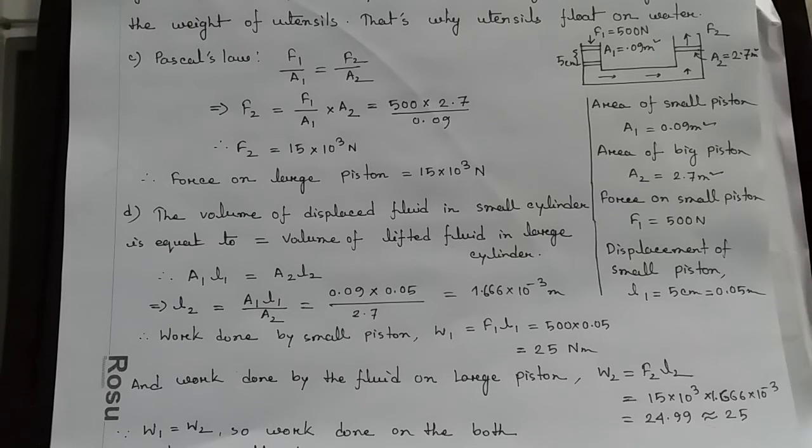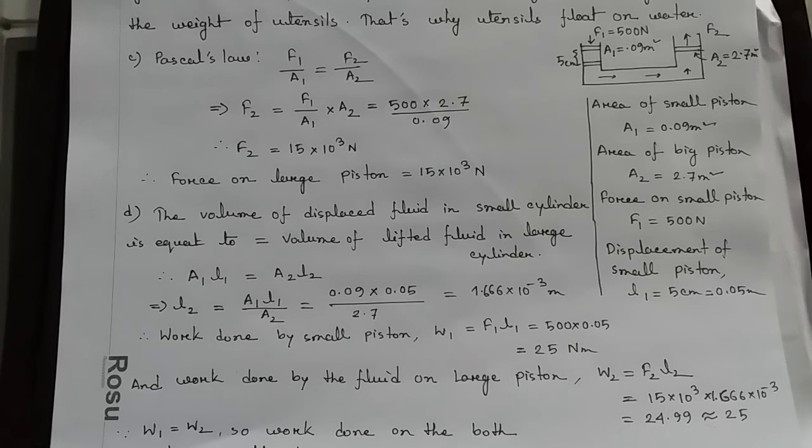So how can we determine it? From the statement we can observe that there is a displacement of 5 centimeter due to the force of 500 Newton. As this is a confined area and the force is applied on a liquid, there is no chance of compression here, because applying force we cannot compress liquid. So the volume of displaced liquid in the small cylinder due to the force F1 will be equal to the volume of lifted fluid in the large cylinder.